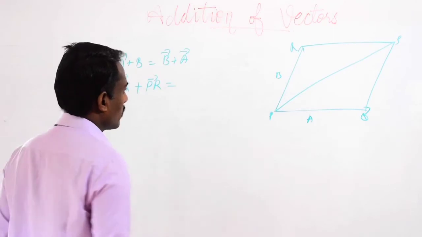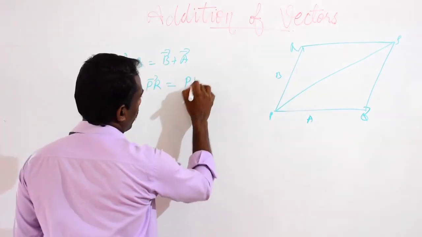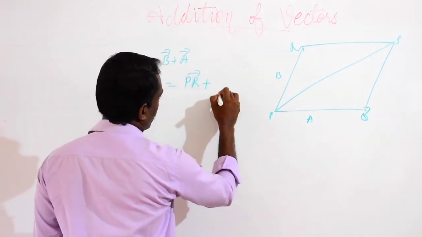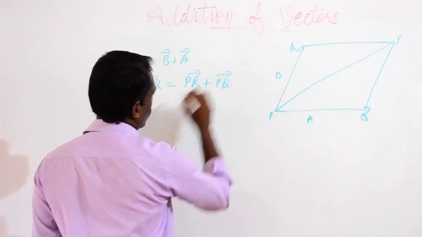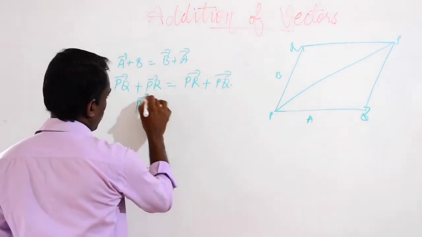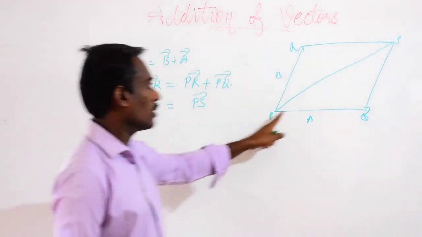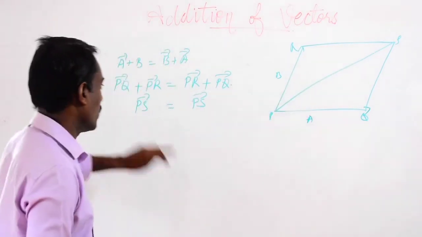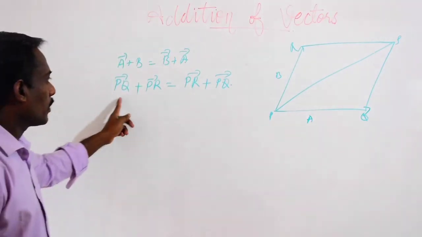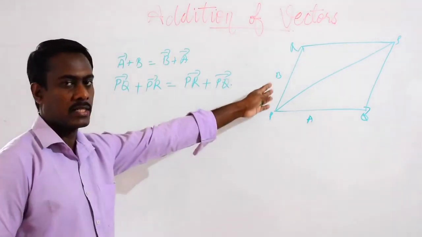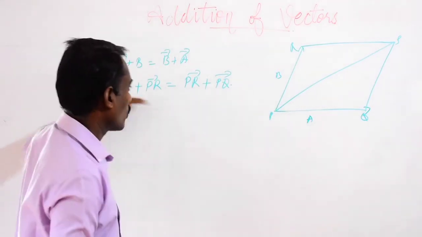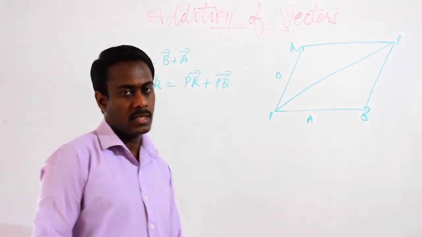Then B plus A is, B is equal to PR plus PQ, and both these give the resultant vector, the diagonal PS. So this satisfies PQ plus PR is equal to the same. The direction and magnitude do not change. So vector addition is commutative.